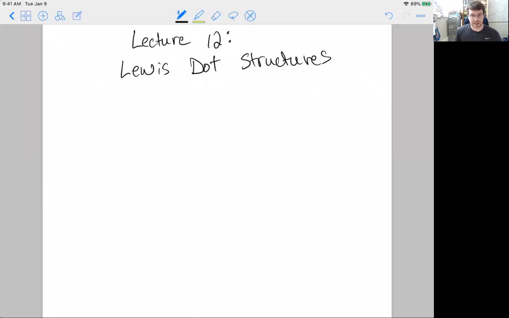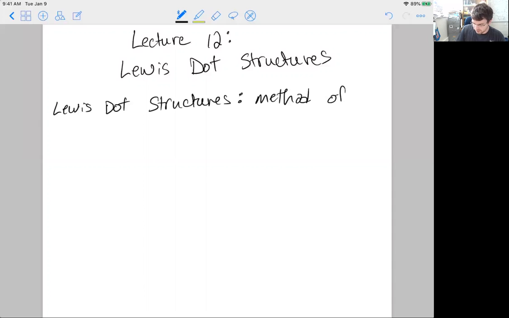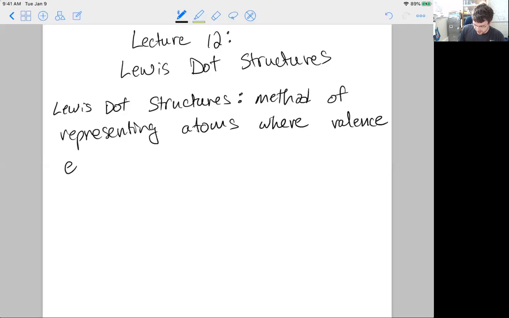Okay, so Lewis dot structures. Lewis dot structures are one of three methods of drawing molecules. It's a method of representing atoms where valence electrons are drawn as little dots around the atom.